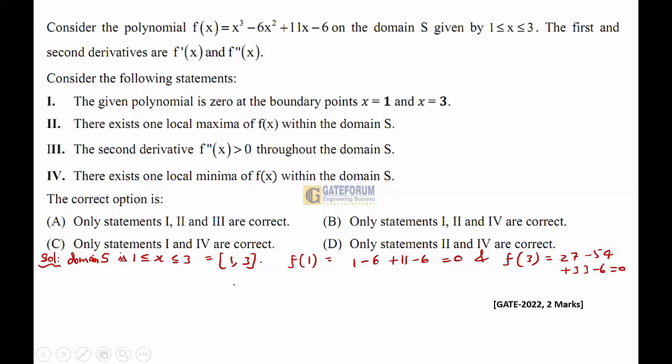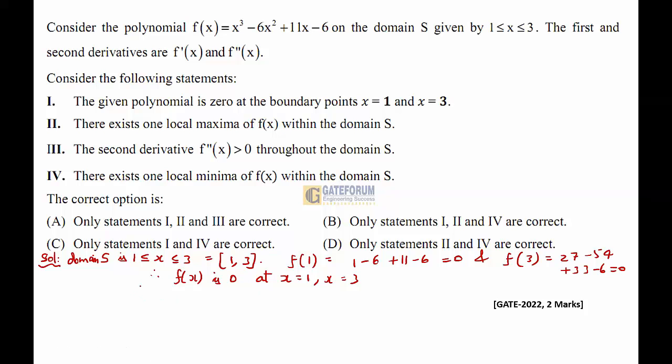So therefore, the given polynomial f(x) is equal to 0 at the boundary points x is equal to 1, x is equal to 3. Therefore, statement 1 is correct.